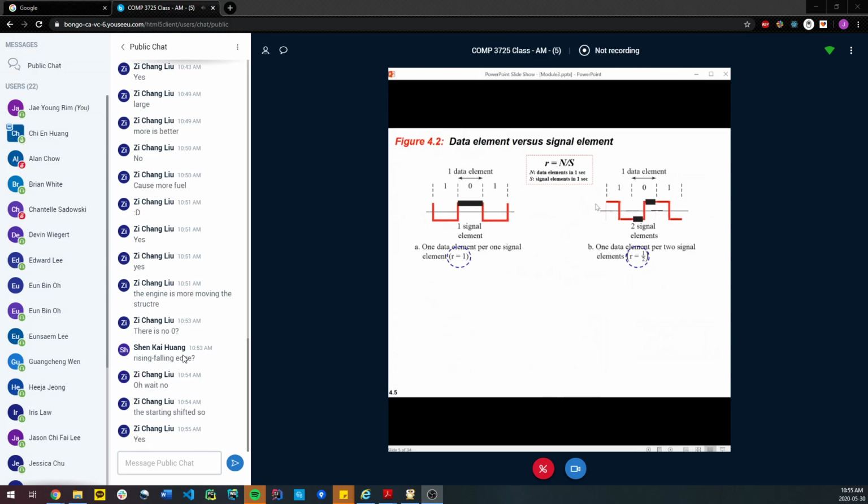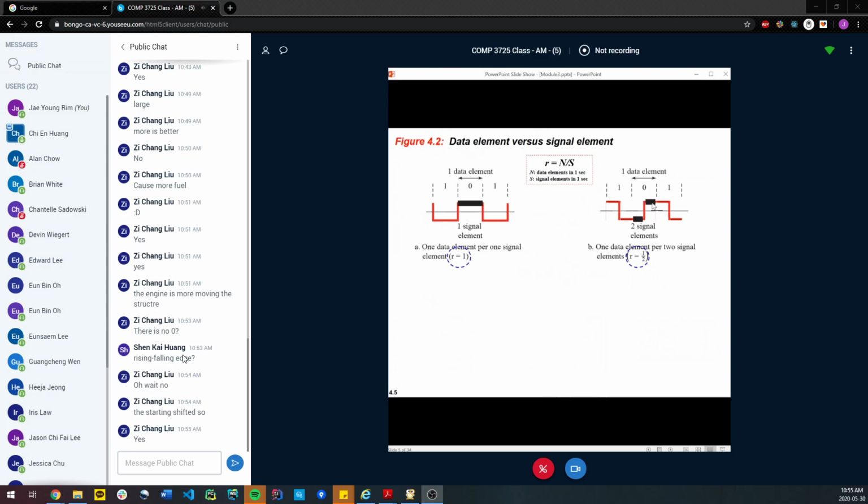Which means that I'm still using 2 levels. I still have a positive voltage and a negative voltage. But instead of using 1 voltage per logical data element, I'm using two voltage levels for each logical element. In a logical 1, I go from a high to a low. In a logical 0, I go from a low to a high.